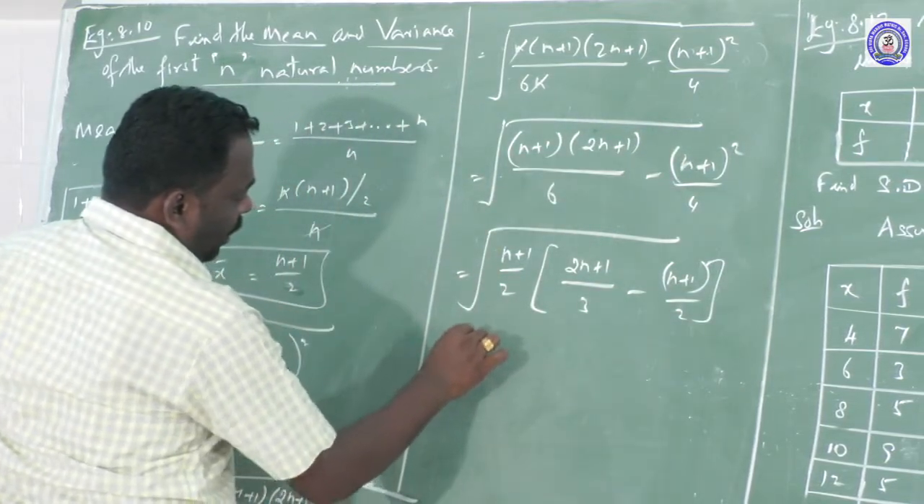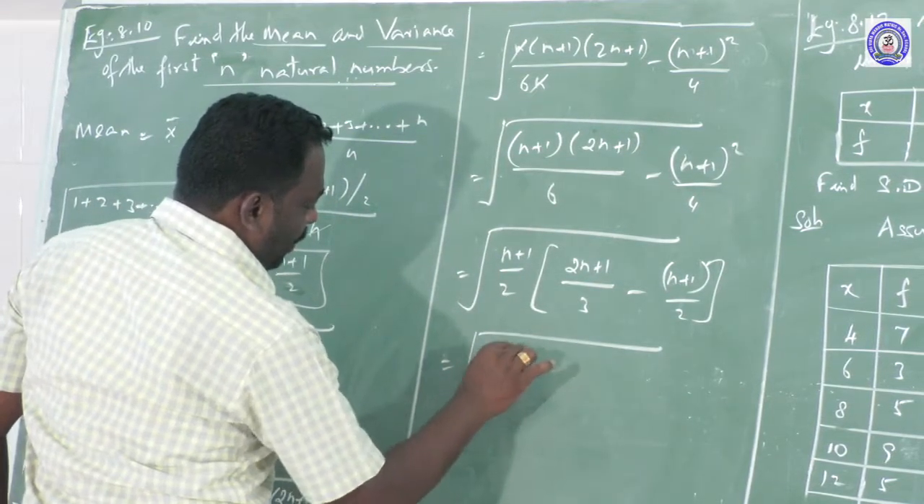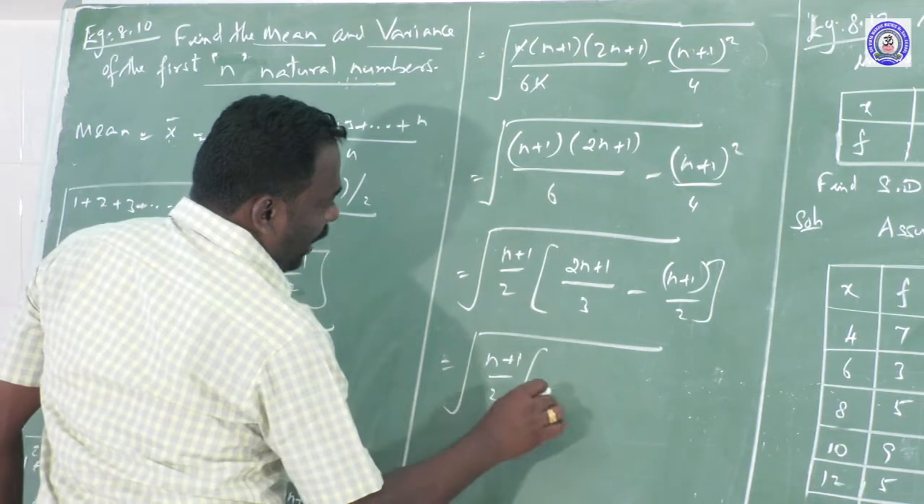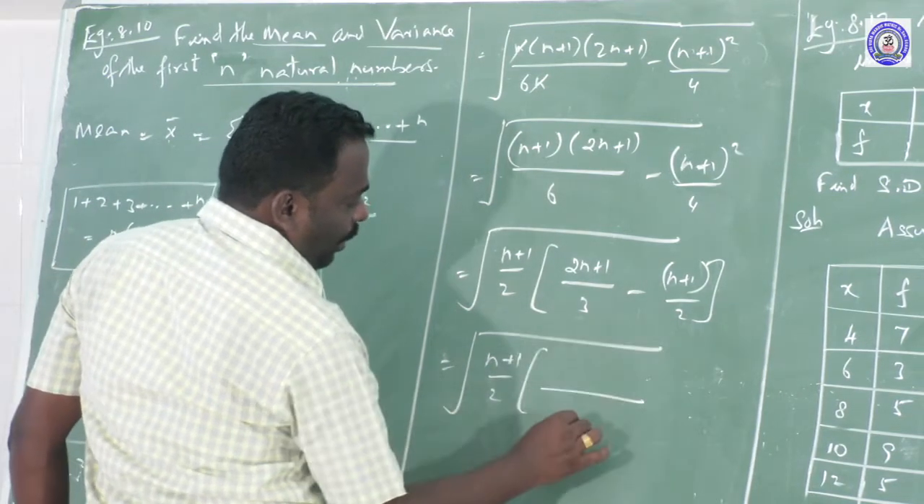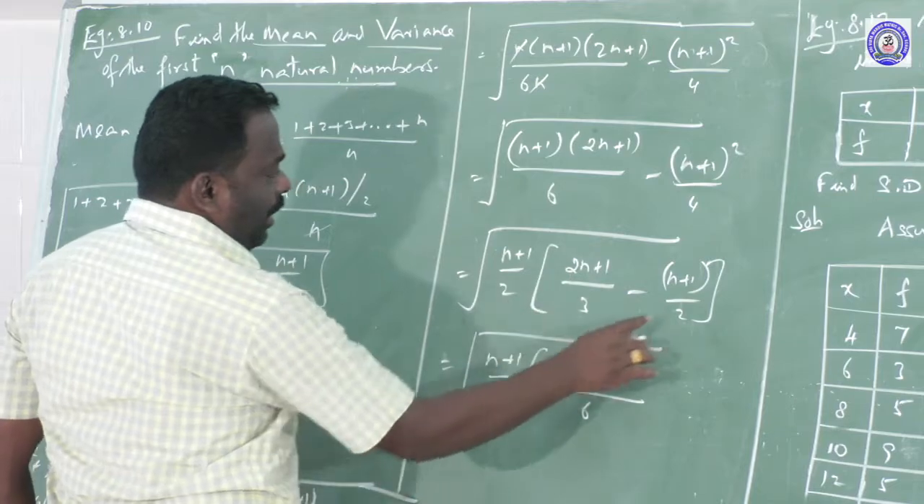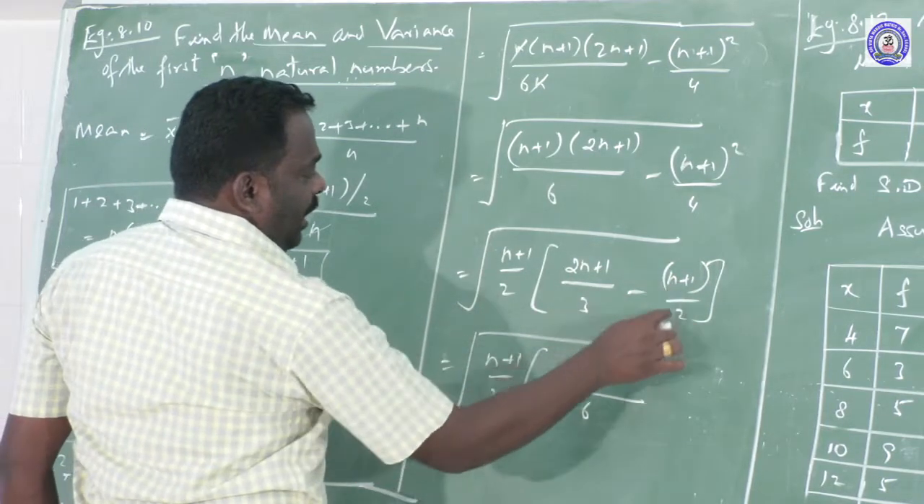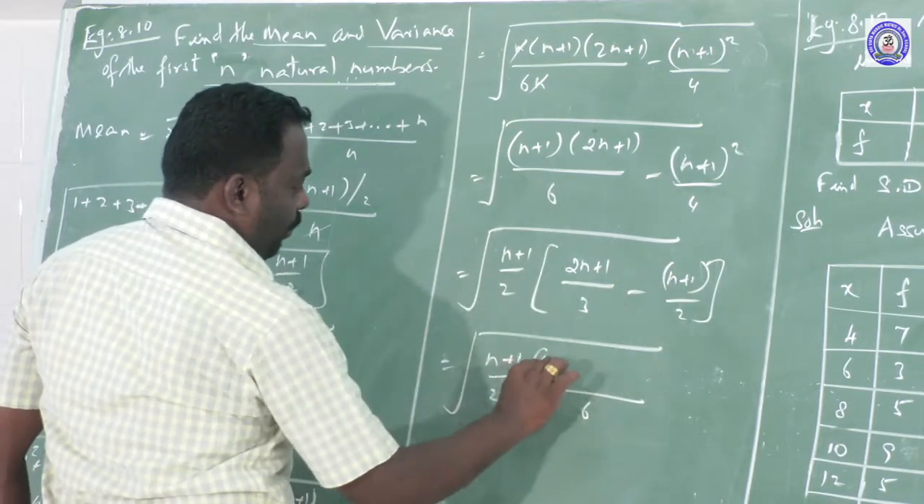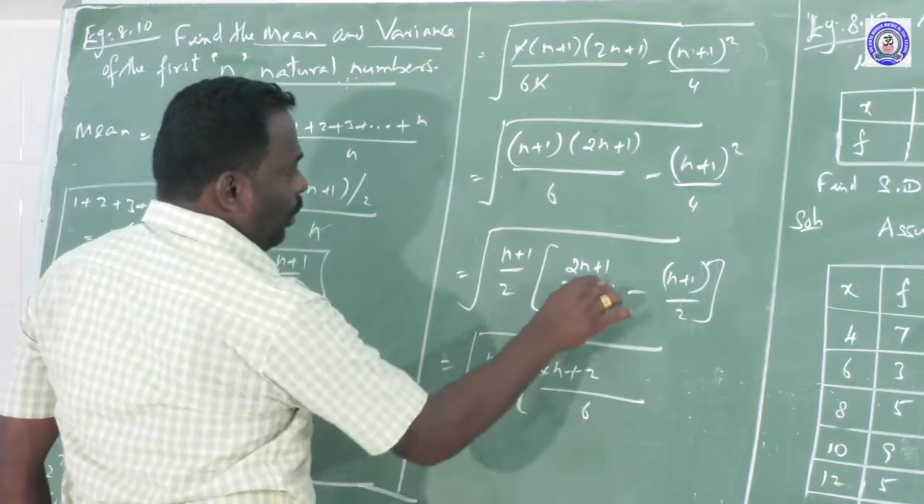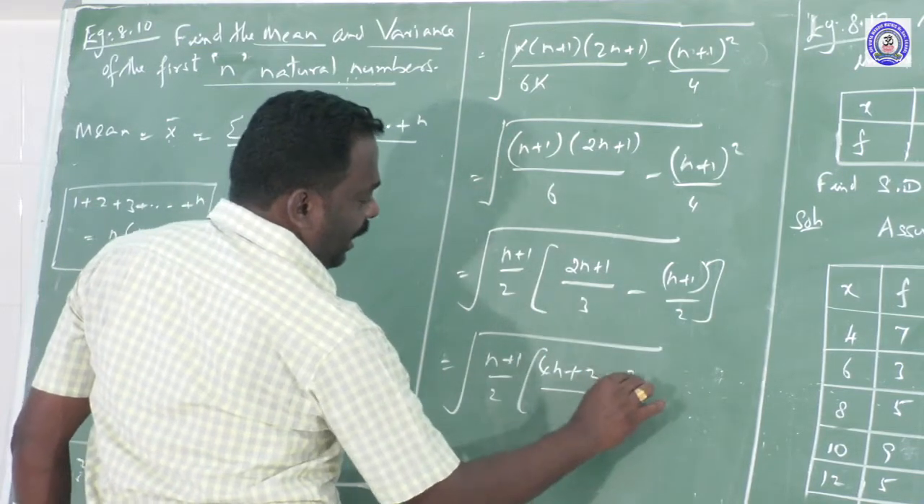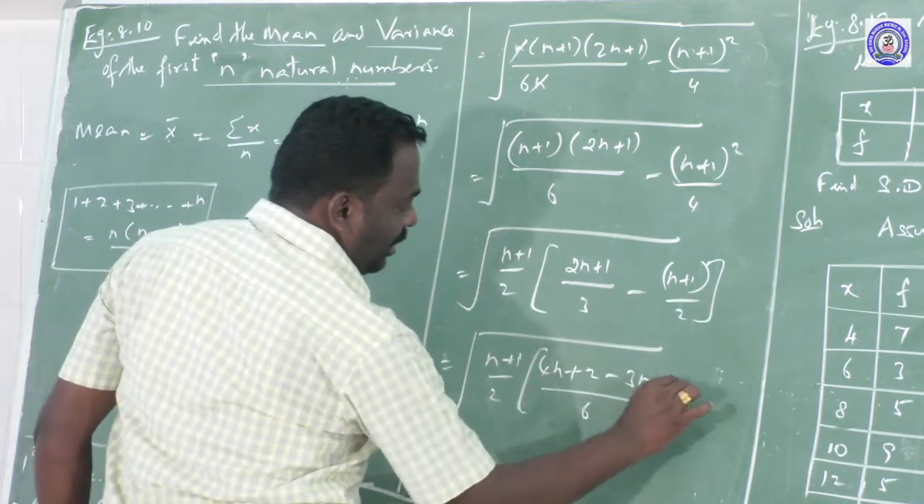Now simplify: the square root of n plus 1 by 2, and within the bracket take the common number, multiplying 2 times 6 cross by term. Multiply with this 3 here, multiply 2 here: 2 2s are 4n plus 2, then minus 3 times n plus 1, which is 3n minus 3.